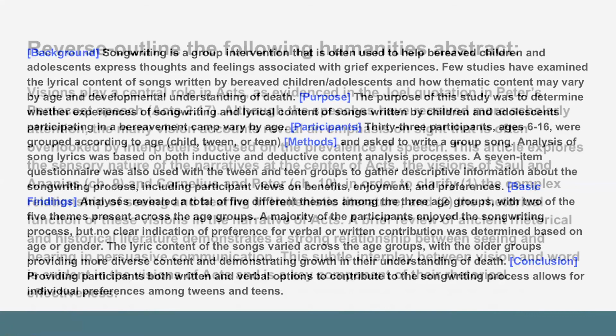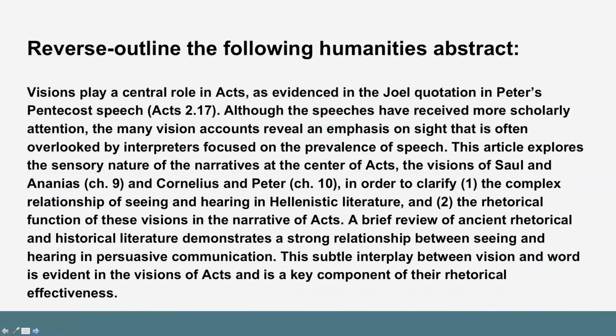So that was an exercise for an empirical studies abstract. What I'd like you to do now is go ahead and reverse outline the following humanities abstract. So what you're going to be looking for is the background, the thesis, the arguments, whether or not they talk about methods, materials, or evidence, and then the conclusion. So go ahead and pause the video recording and reverse outline the abstract, looking for those components.